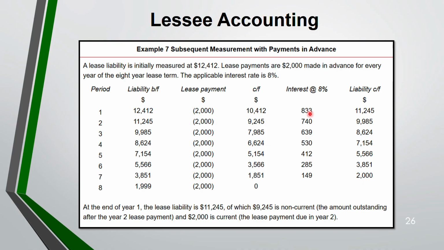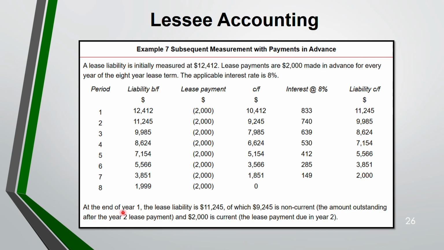You will be getting the interest at 8%. Then this closing becomes opening. Deduct 2000, find 8% on that. Keep on doing like this. And here also at the end, you have to get 0 because it's a subsequent measurement. Okay, this is payment in advance. Example 6 was payment in arrears. That is the only difference. The rest everything is the same.